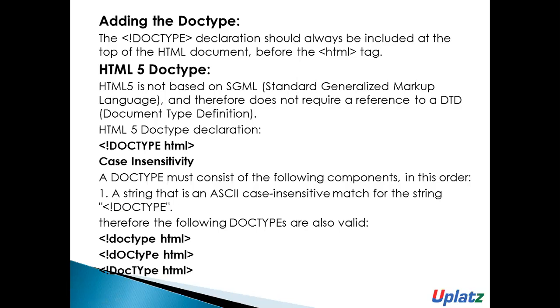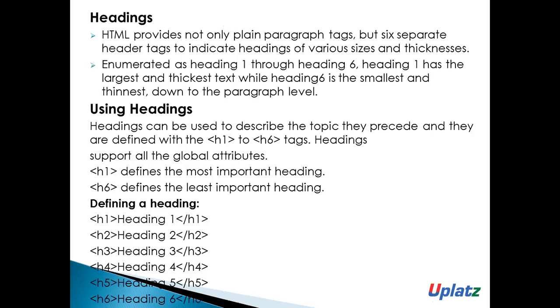So next, heading tags. Basically, HTML provides not only a plain paragraph tag but six separate header tags to indicate headings of various size and thickness. They are enumerated as heading 1 through heading 6. So it has H1 to H6. That is what I have mentioned, from heading 1 through heading 6. Heading 1, which is nothing but H1, has the largest and thickest text, while heading 6, which is nothing but H6, is the smallest and thinnest, down to the paragraph level.